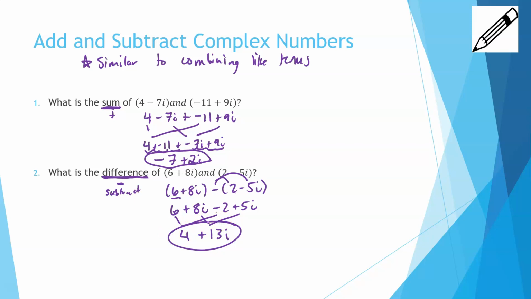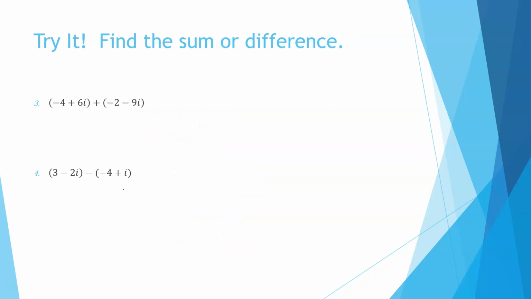Okay, so there's different ways you can process through these, but you want to make sure that you're combining the real parts and combining the imaginary parts, and just be extra careful if it's subtraction to make sure you apply that negative to both pieces in the second complex number. Okay, go ahead and pause the video. There's a sum and a difference on this slide. I want you to try both. Unpause the video and check your work.